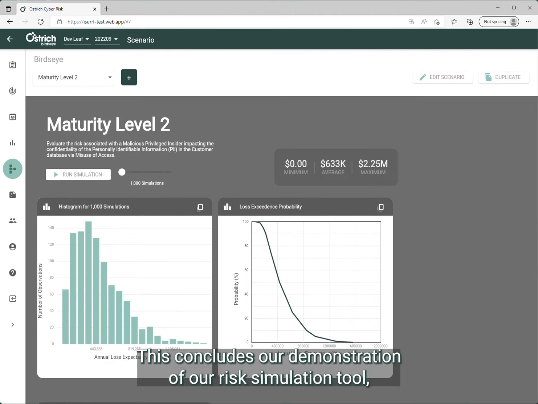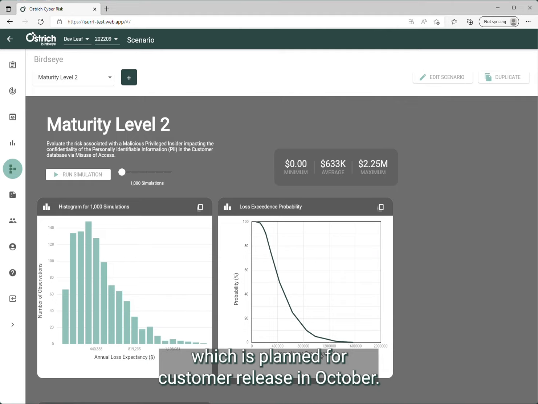This concludes our demonstration of our risk simulation tool, which is planned for customer release in October.